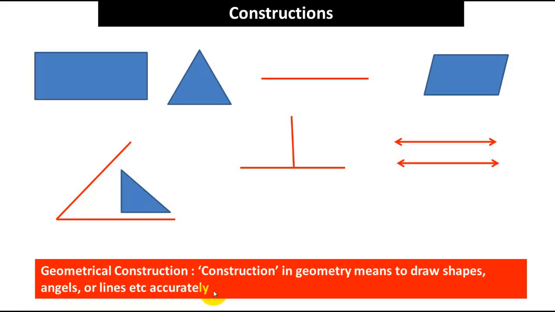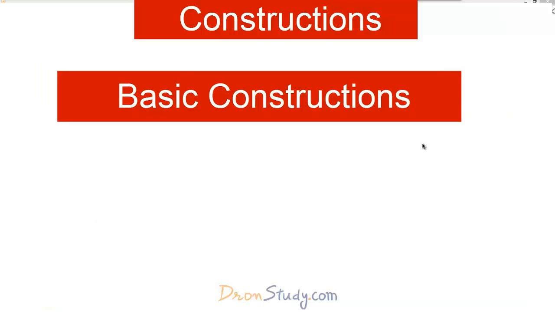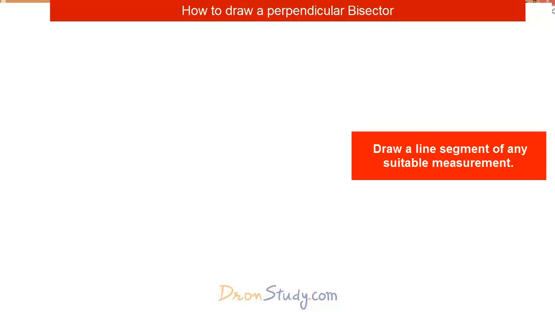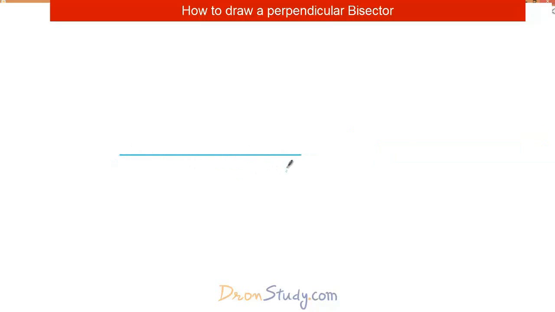And now let us see how to construct all these things using the geometrical instruments such as scale, protractor, pencil, etc. So here first we will see how to draw a perpendicular bisector of a given line segment. So to draw a perpendicular bisector, first draw any line segment and now we have to construct a perpendicular bisector to this line segment.